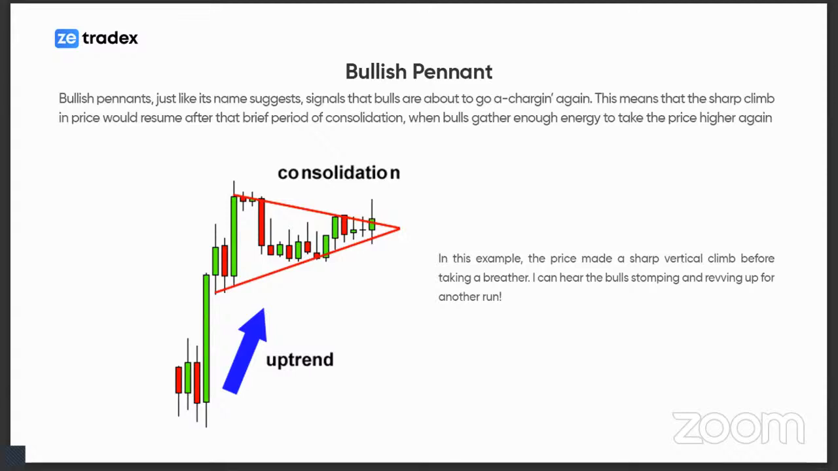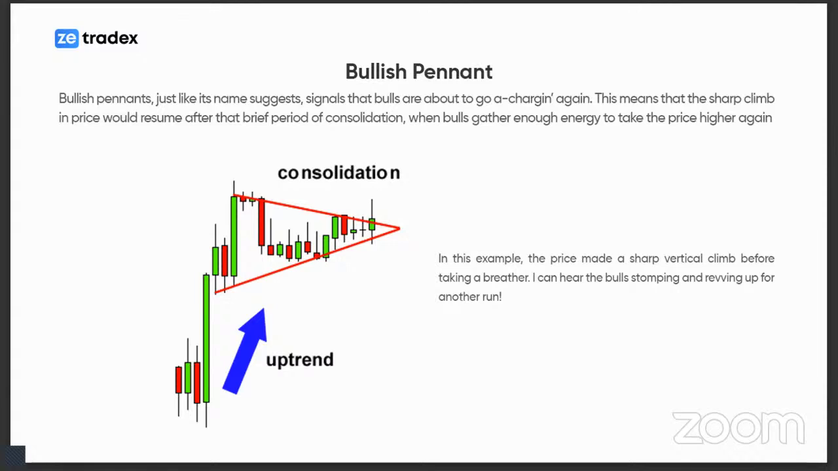Now, similarly, we have what we call the bullish pennant. The bullish pennant, just like its name suggests, signals that bulls are about to go charging again. This means that the sharp climb in price would resume after that brief period of consolidation, when bulls will gather enough energy to take the price higher again. Now, in this example, the price made a sharp vertical climb before taking a breather. We can hear the bulls stomping and gearing up for another run.